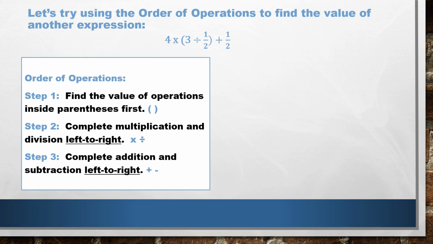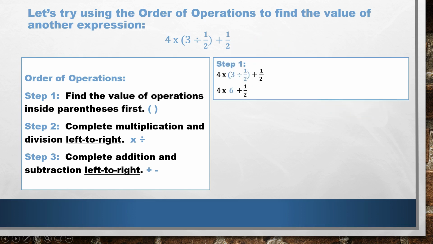Order of operations. Step 1. Find the value of the operations inside the parentheses first. Since 3 divided by 1/2 is inside the parentheses, that's the first part of this problem that we will do. 3 divided by 1/2 is equal to 6 because it takes 2 halves to fit inside 1, so it would take 6 halves to fit inside 3. So now we have 4 times 6 plus 1/2.